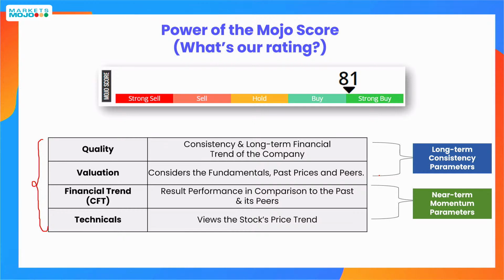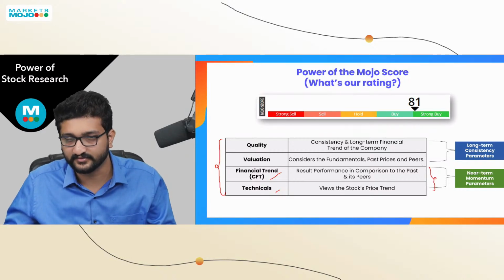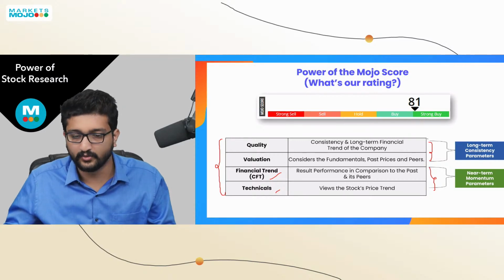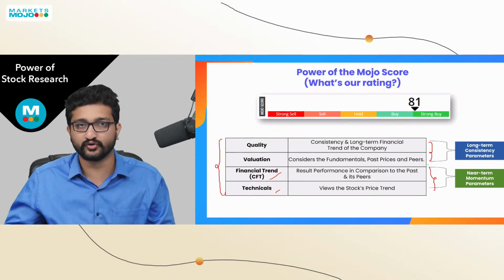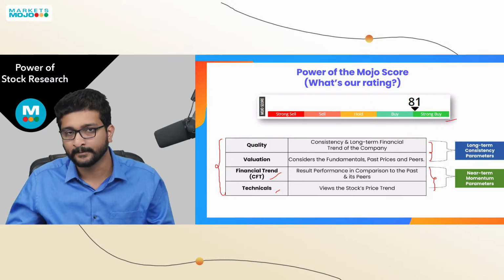Financial trend, if you all remember, I've done a lengthy webinar on how to decrypt the CFT score. It's also available on the Knowledge Center. Here we look at the result performance of the company compared to its past and peers. And lastly, technicals, which views the stock's price trend. Understand that these two are the near-term momentum parameters, whereas these two are the long-term consistency parameters. Now, based on these 4 dots, we calculate the final score of the company.